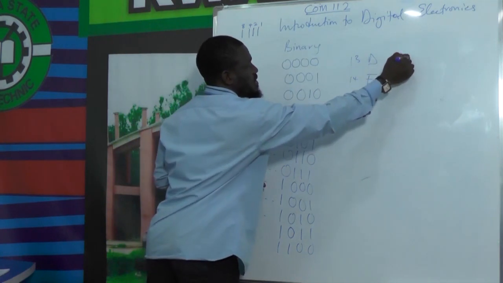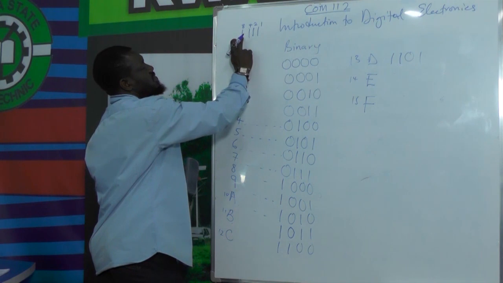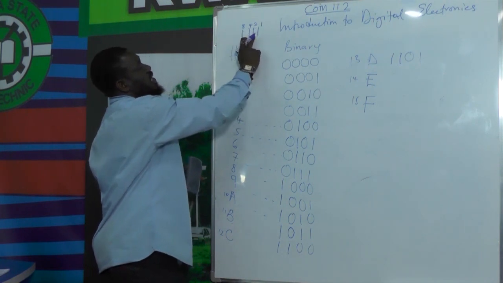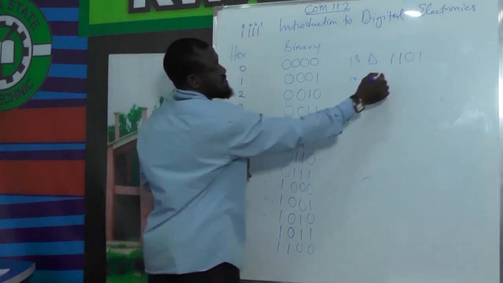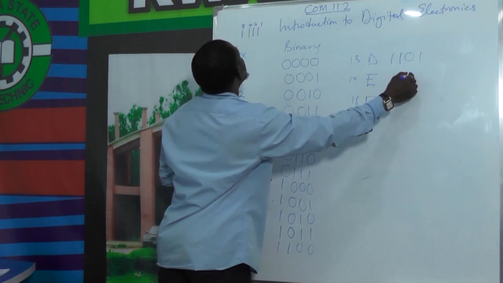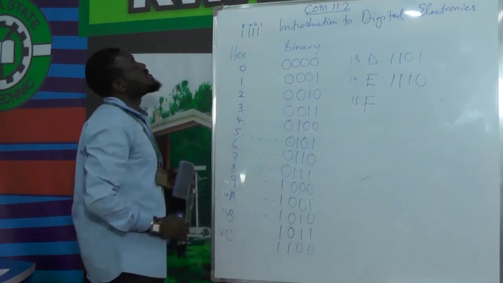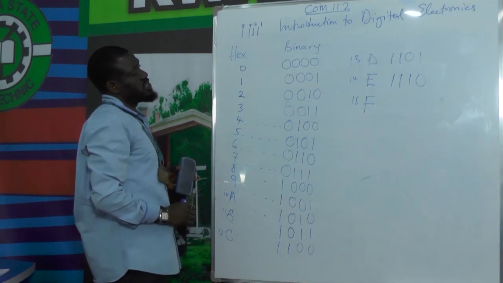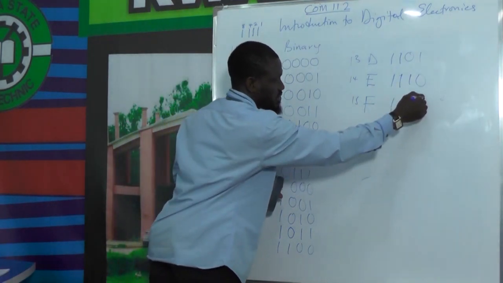So 1, 1, 0, 1. That's 13. 14, we now have this, this, and this as well. Okay, together with this, it's 1, 1, and 1. So, like that. So that's our 14 and the 15. Of course, we have no choice than to represent all ones.